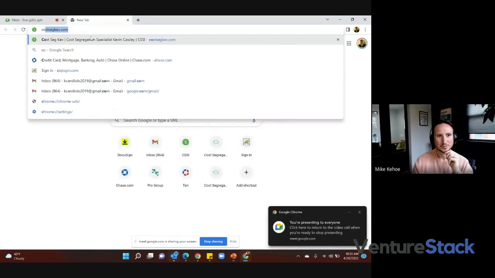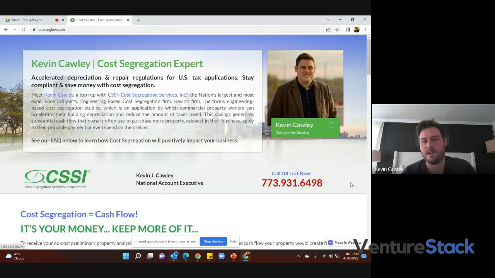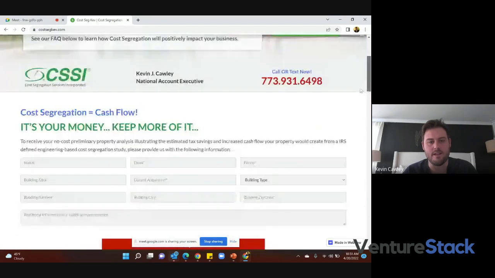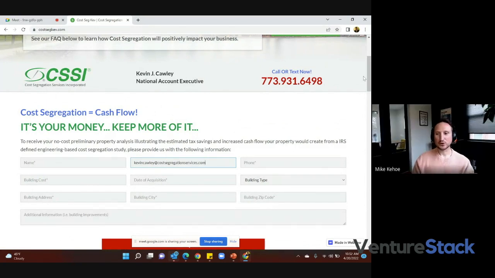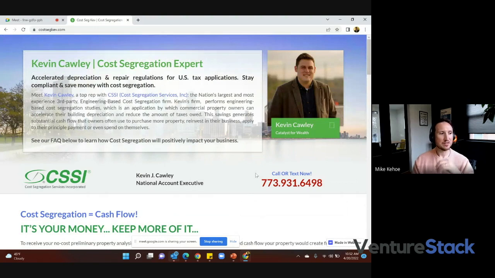Okay, great. So what if someone wants to move forward, how do they contact you? And what's the fee structure? How does that work? Got this domain for $7. Cost Seg Kev, of course. CSI's company. Here's my cell. And then again, my email, I believe it's down there. Kevin Cawley at Cost Segregation Services. And of course, I could email you this, Mike. Right, for sure. So if you want to just go to costsegkev.com, that's probably the easiest thing, and then you can go see his contact information.